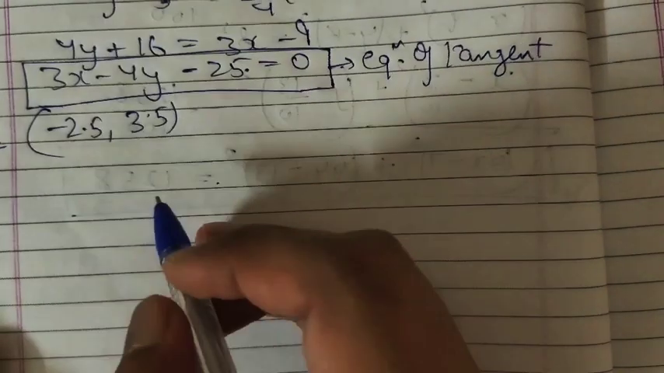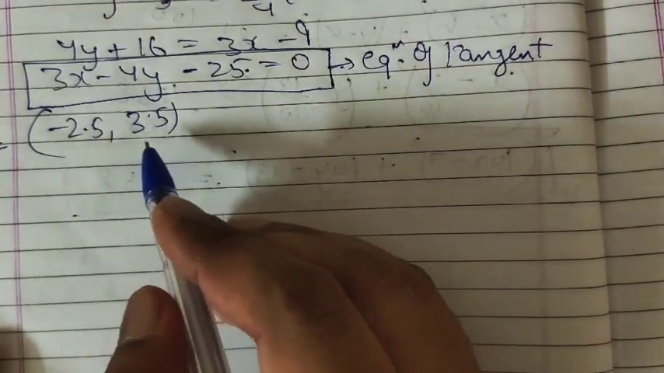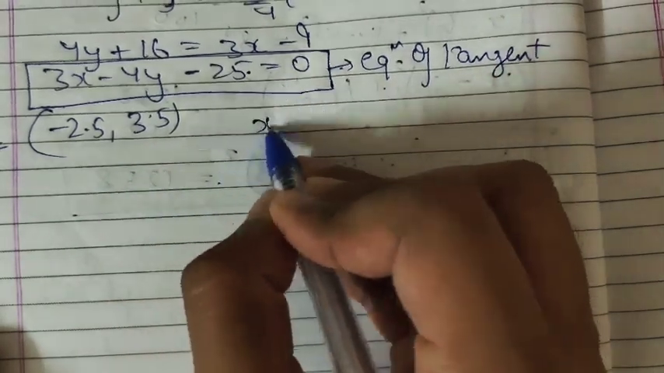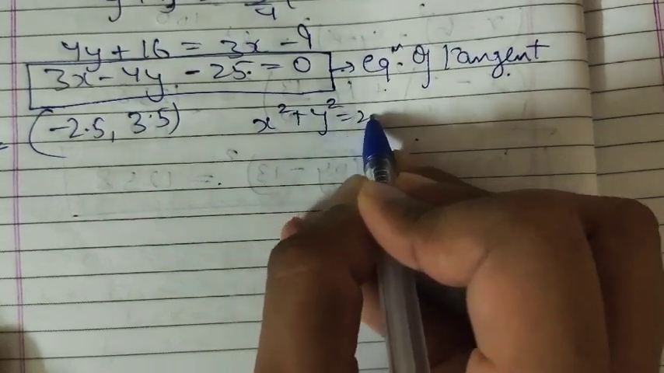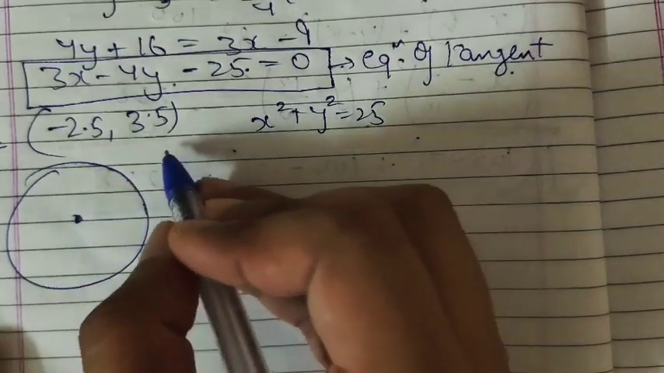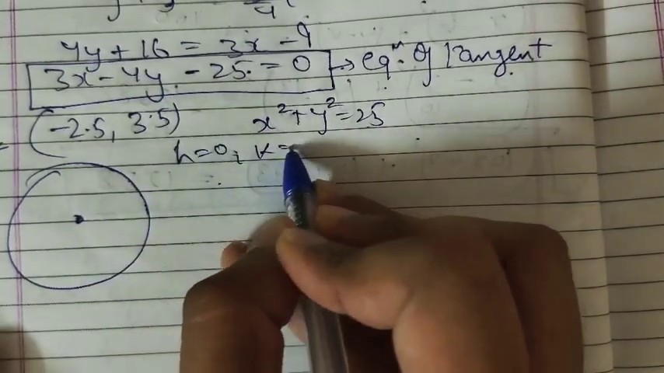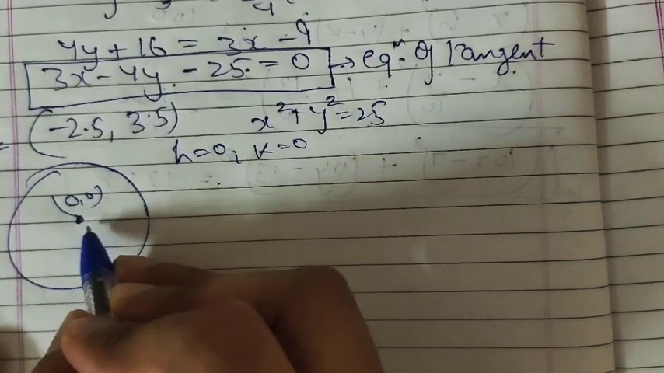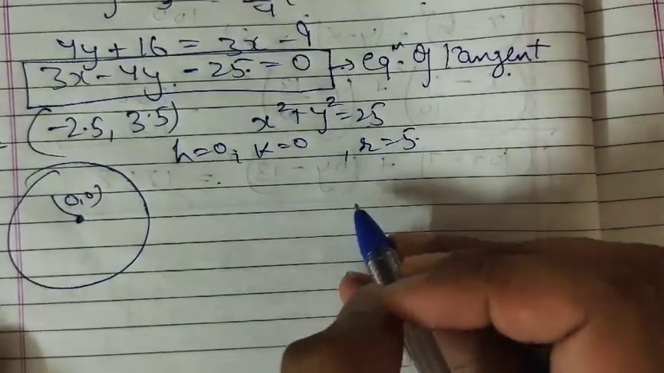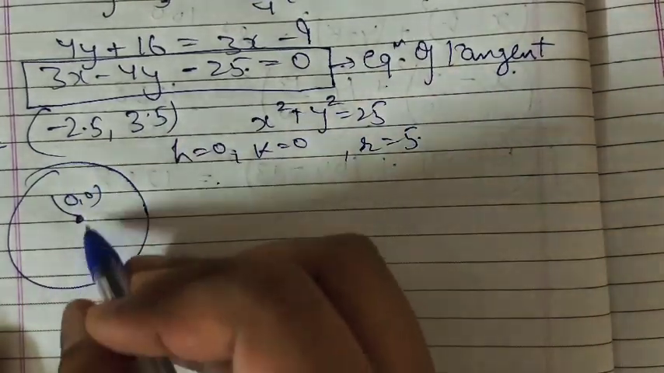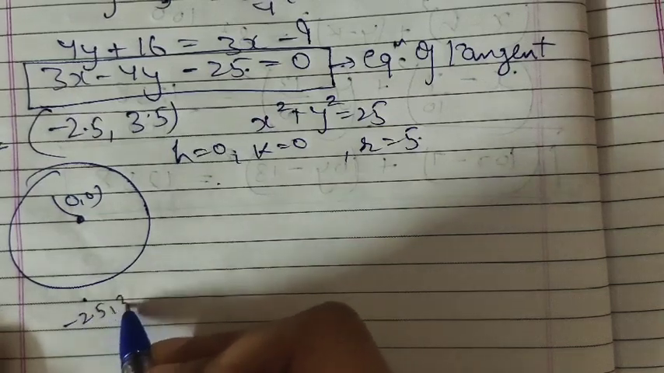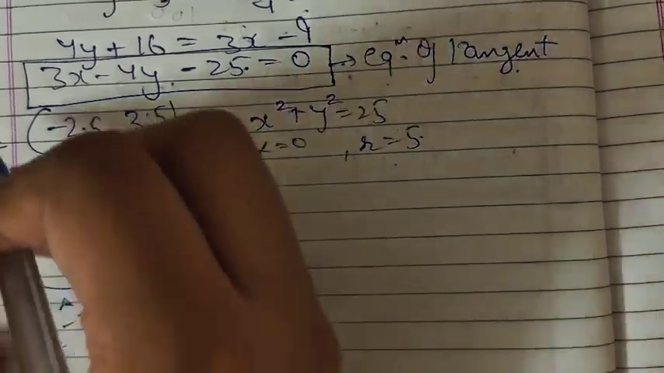Now next question: does the point minus 2.5, 3.5 lie inside, outside or on the circle x square plus y square is equal to 25, right? So we know this is a circle with center 0, 0, because h is 0, k is 0, and radius r square is 25, so r is 5. Now the distance of this point from the center; let's say this point lies here, minus 2.5 comma 3.5. Let this be the point A.